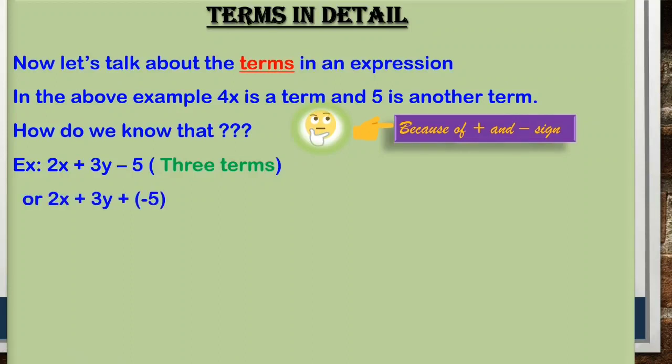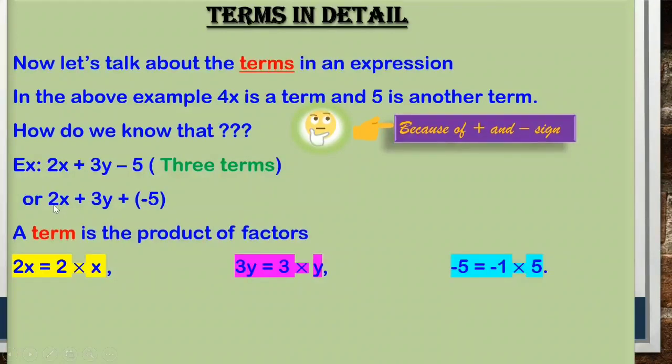Now, one more thing: when we are writing the expression, if I try to write it in the standard form, I can write this as plus bracket minus 5. Now, I'll tell you what a term is. A term is the product of factors.